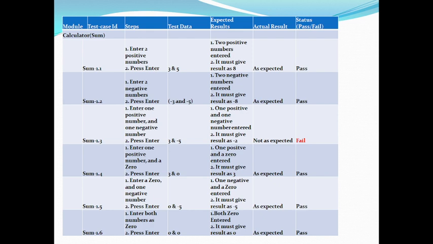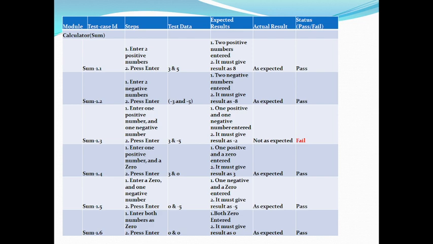Now the third column is steps. In each test case, what are the steps that we are going to perform? Okay, so let us see the steps related to test case ID sum 1.1. So the first point is enter two positive numbers. So we enter say 3 and 5 and press enter. Okay, so these are the steps which we are going to follow on the calculator.